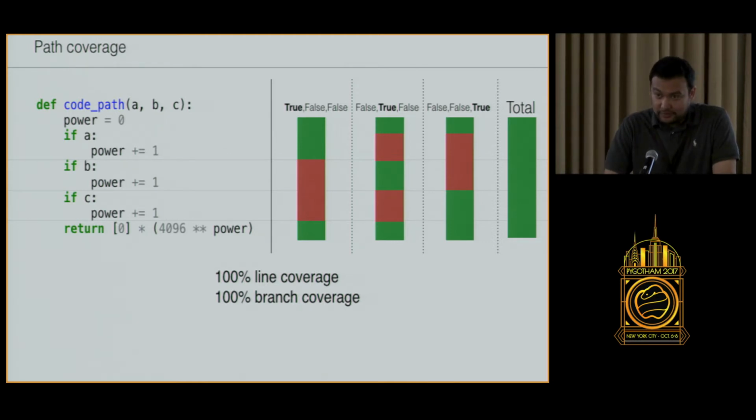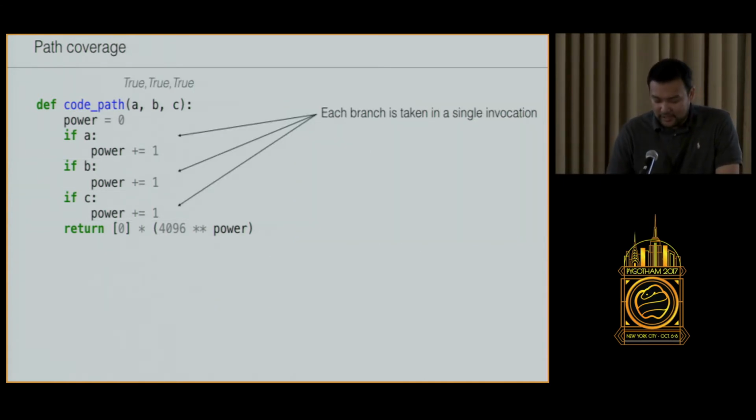We've hit every line of code, and we have 100% branch coverage. So every if statement has been true and false, right? We've evaluated every single one of those if statements. But there's a really interesting case that we've missed, which is what happens when each branch is taken.